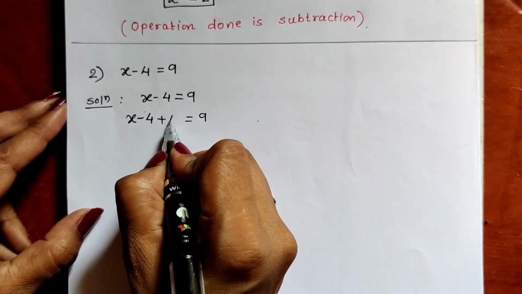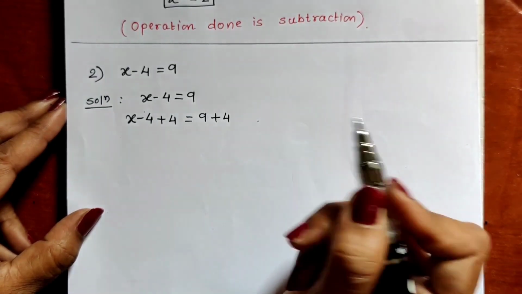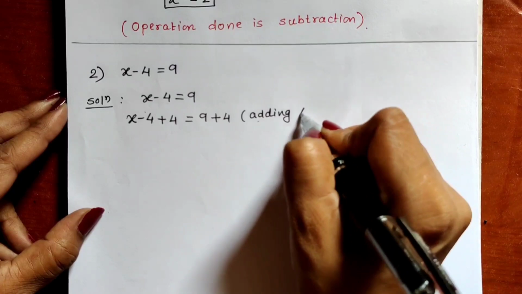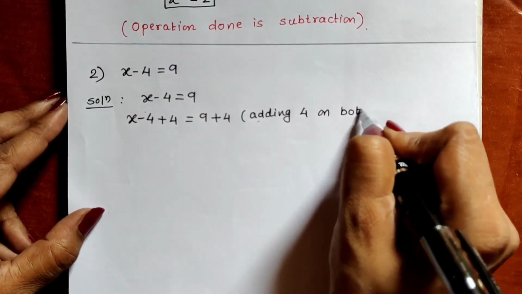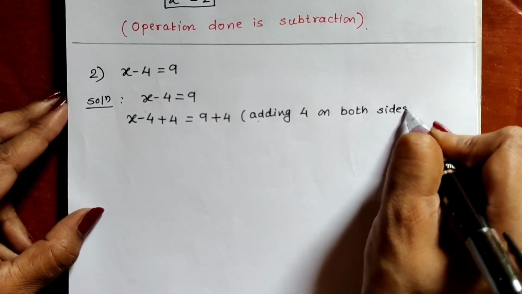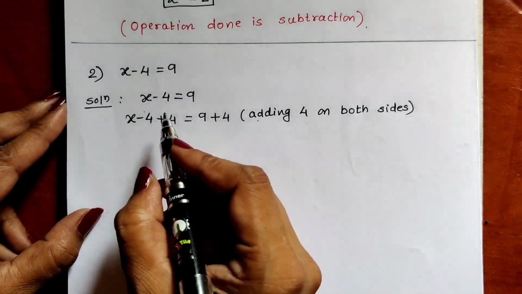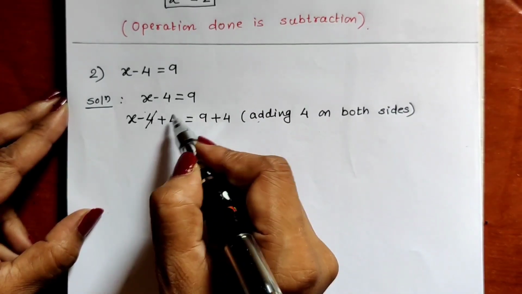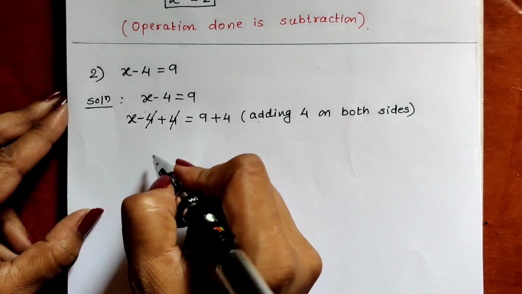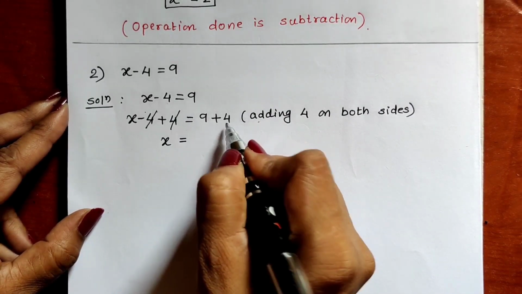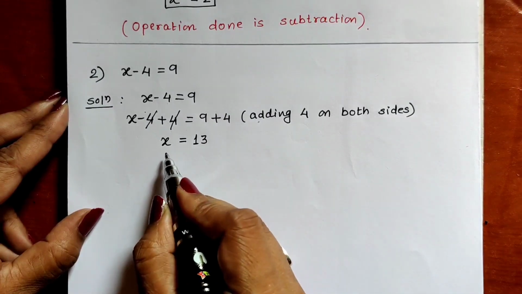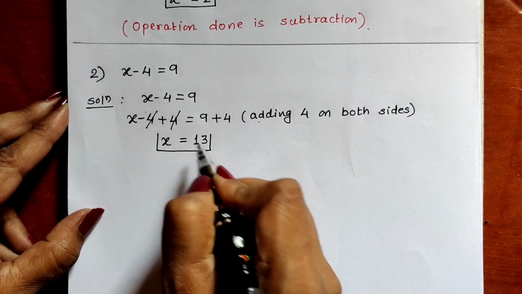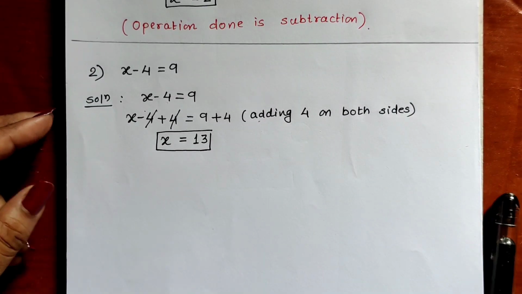I am adding 4 on the left hand side and 4 on the right hand side. So what I did: adding 4 on both sides. Now minus 4 plus 4, plus minus, 4 minus 4 is 0. What is remaining? Only x is remaining. 9 plus 4 is 13. So only x on the left hand side, only a number on the right hand side. That means this is the value of x, and in this way we have solved our equation.